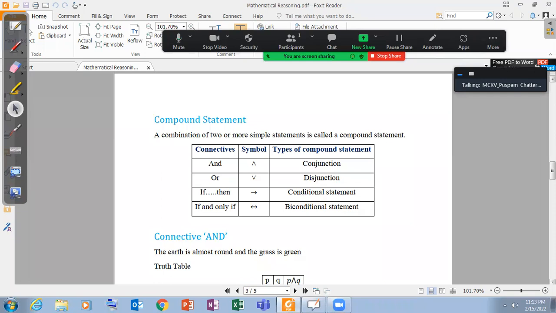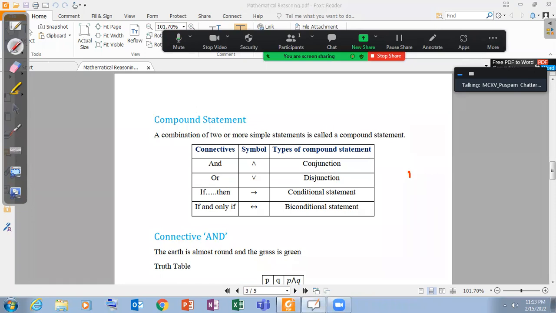So you have to understand that "and" is nothing but intersection, and "or" is nothing but union. Many times you can apply the concept of sets here to understand this. Now the most important thing that you have to understand is the truth table of all these connectives.